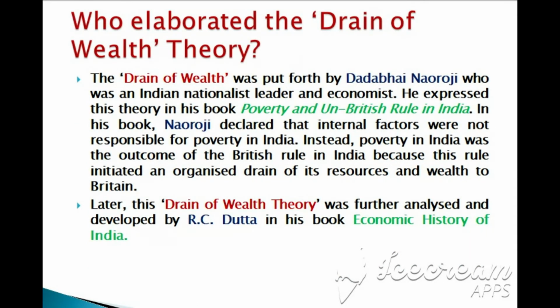The drain of wealth was put forth by Dadabhai Naoroji, who was an Indian nationalist leader and economist. He expressed this theory in his book Poverty and Un-British Rule in India. In his book, Naoroji declared that internal factors were not responsible for poverty in India. Instead, poverty in India was the outcome of the British rule in India because this rule initiated an organized drain of its resources and wealth to Britain. Later, this drain of wealth theory was further analyzed and developed by R.C. Dutta in his book Economic History of India.